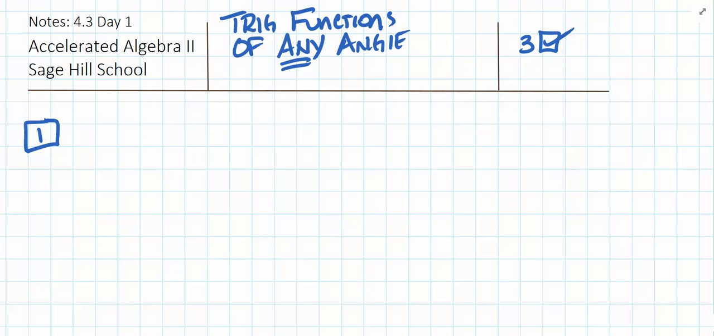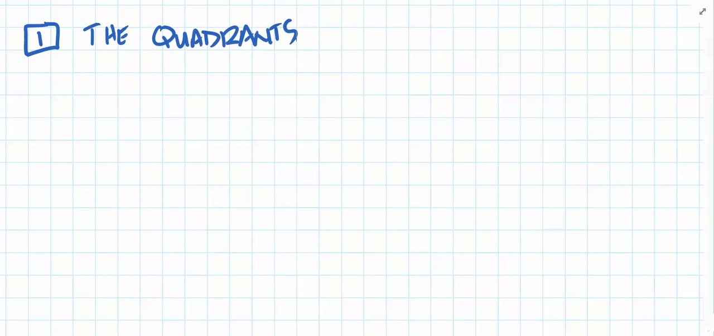All right. We're going to begin this lesson. We're going to talk about the quadrants, okay? This is titled Trig Functions of Any Angle. We got 3 boxes to go over, and we're going to talk about the quadrants. So I'm going to move up a little bit.